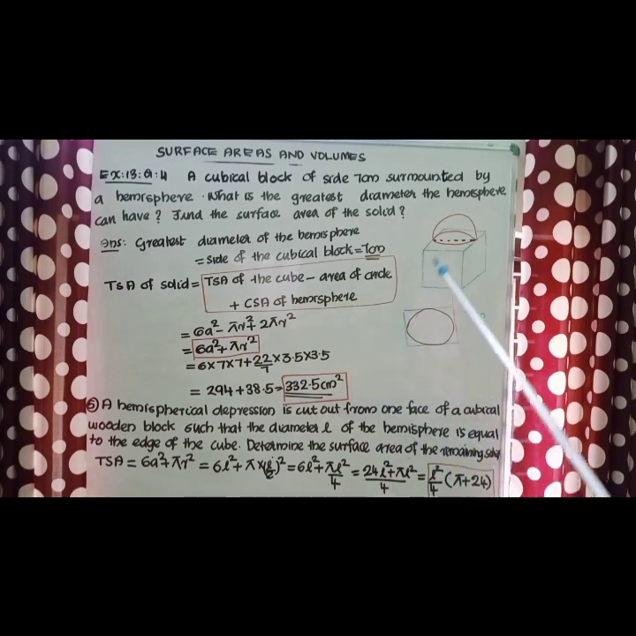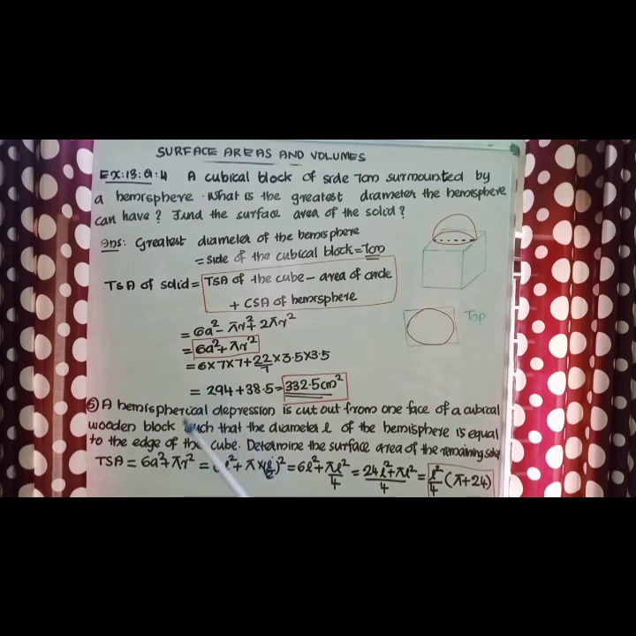Here also the idea is the same. There is a cubical block. Here in this case a hemisphere is kept on the cubical block. In the second case, a hemisphere is kept inside the cubical block. A hemispherical depression is cut out. That means a depression of a hemisphere is formed. So here also we can use the same formula to find the total surface area.